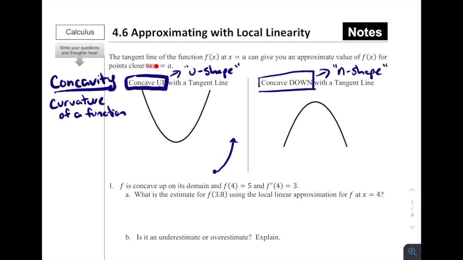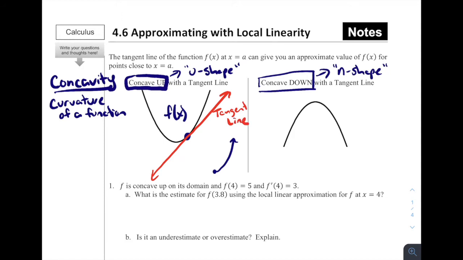Now, this statement that we said before: if we have a tangent line on a function, it can give you an approximate value of f of x for points that are close to where that tangent line is. Specifically here, if this were my function f of x, and I were to draw a tangent line right here, our tangent line would have the same slope as the function at that particular point. This is my tangent line.